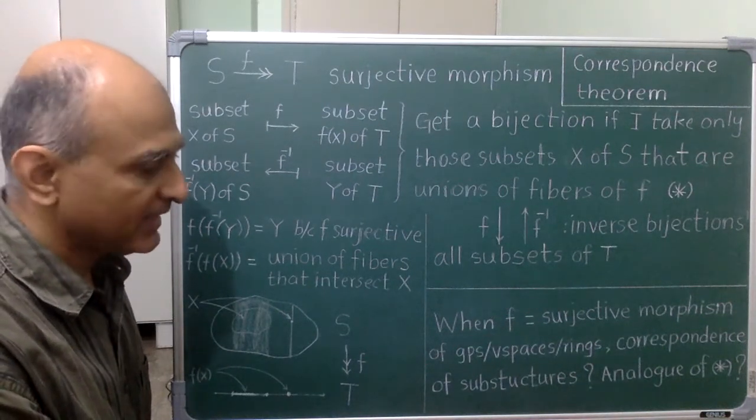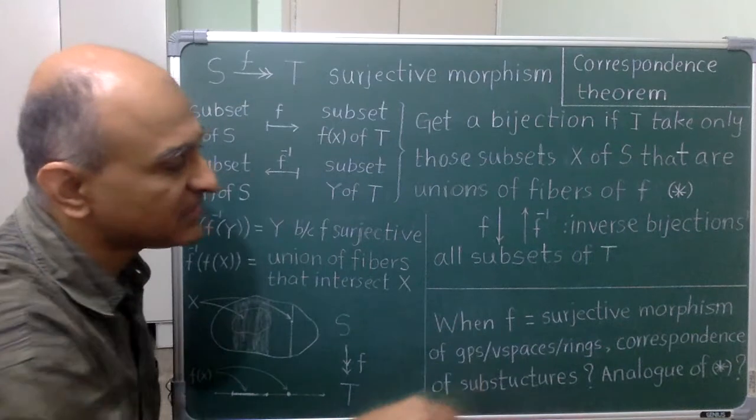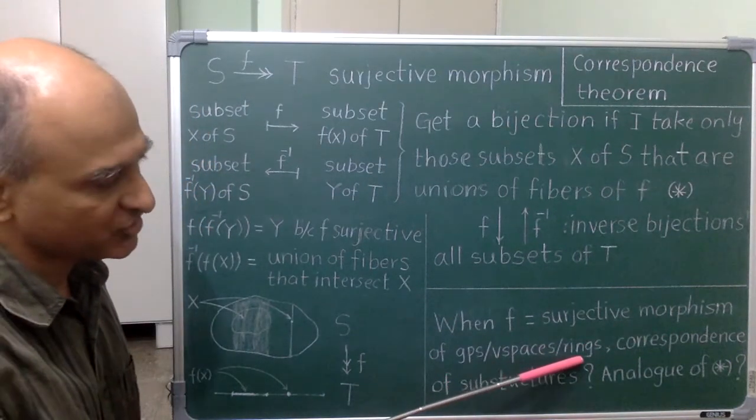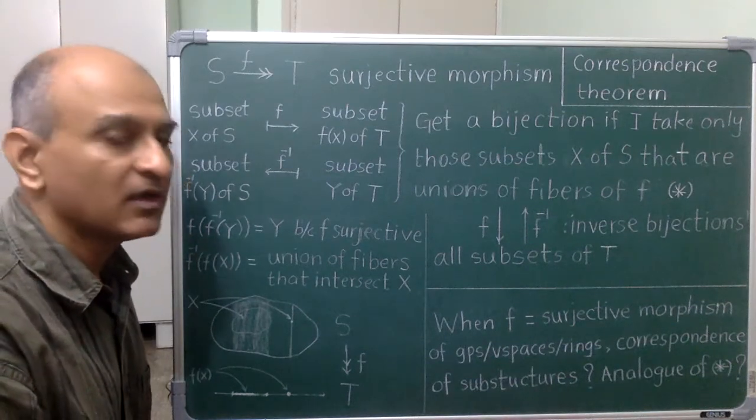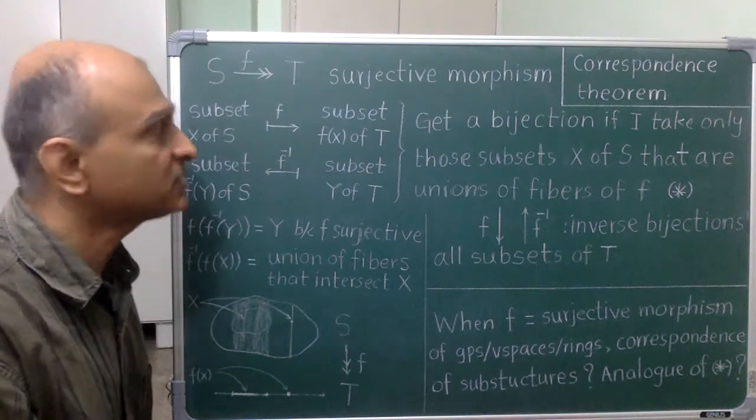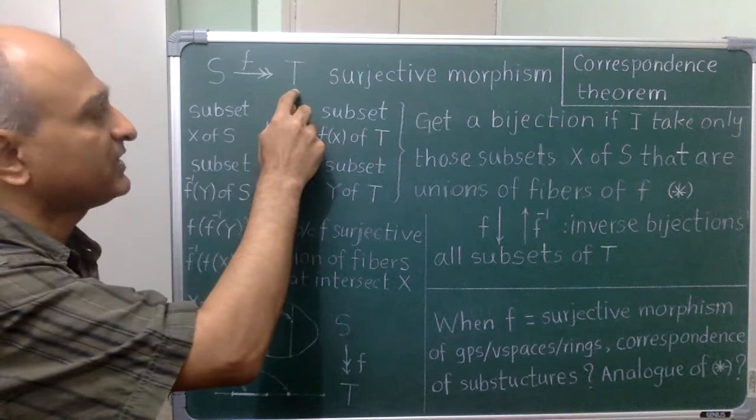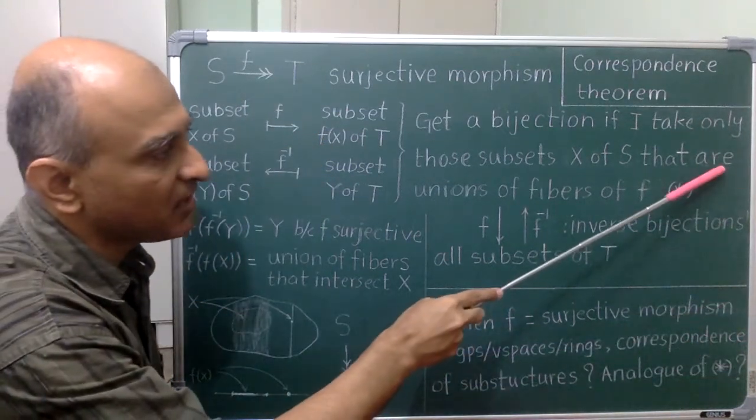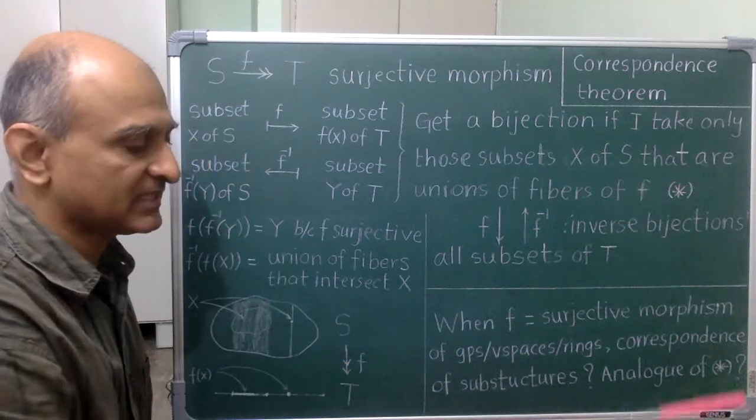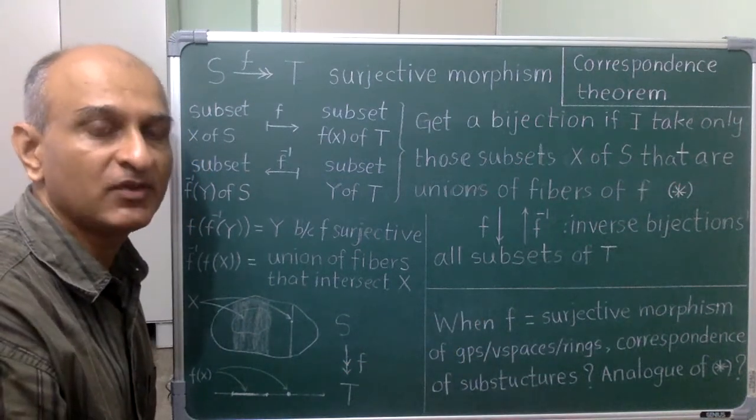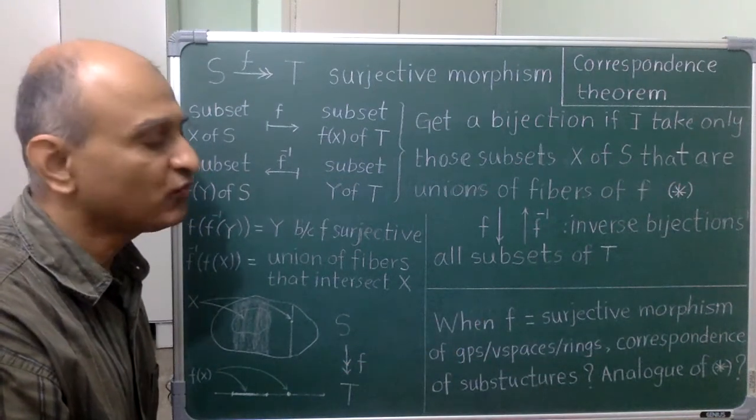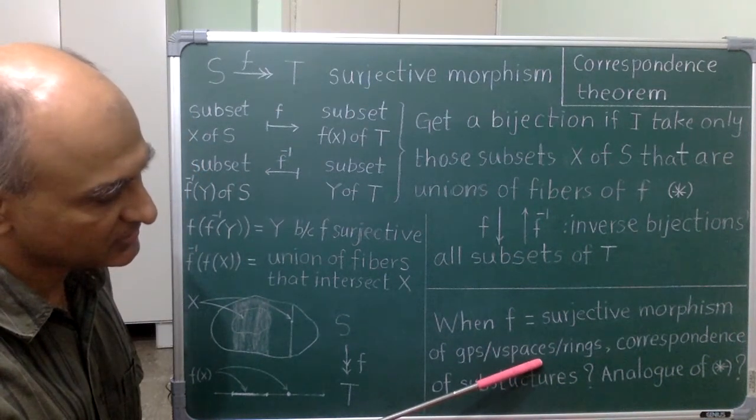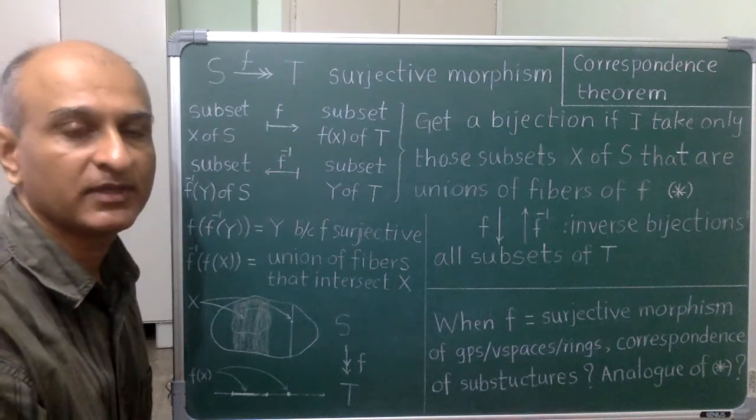Okay, next, when F is a surjective homomorphism of some algebraic structure, I want to get a correspondence of substructures of S and of T. Also, the condition star should simplify in this case because of uniformity of fibers. So try to find out all correspondences that you can in these situations and write them down carefully.